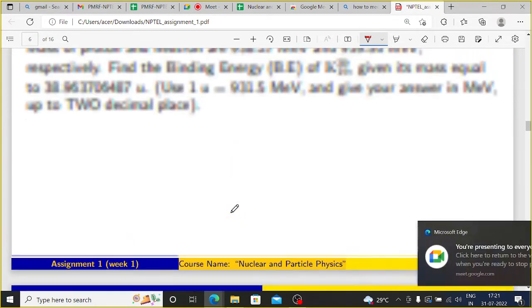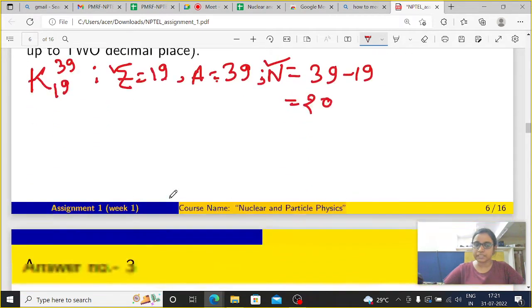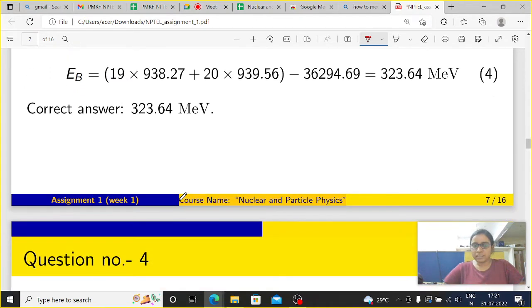In that question, as it is given that you have to give your answer up to 2 decimal places, I have calculated only up to 2 decimal places, that means 323.64 MeV. So this is about the third question.